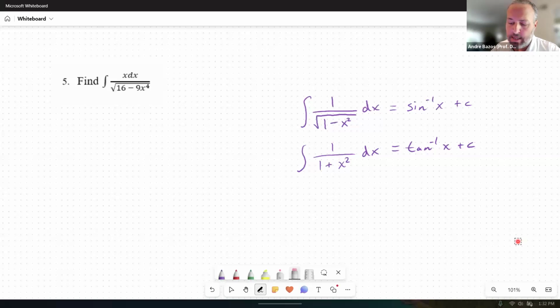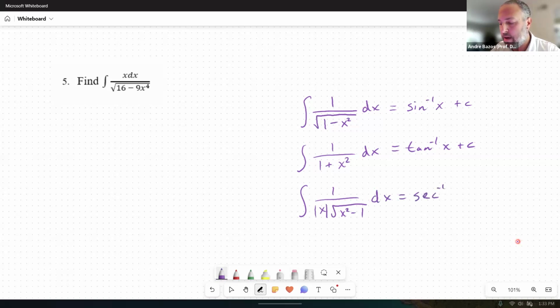All right, so the last one we need is a secant involved. That is 1 over the absolute value of x times the square root of x squared minus 1 dx, which is equal to secant inverse of x plus c.